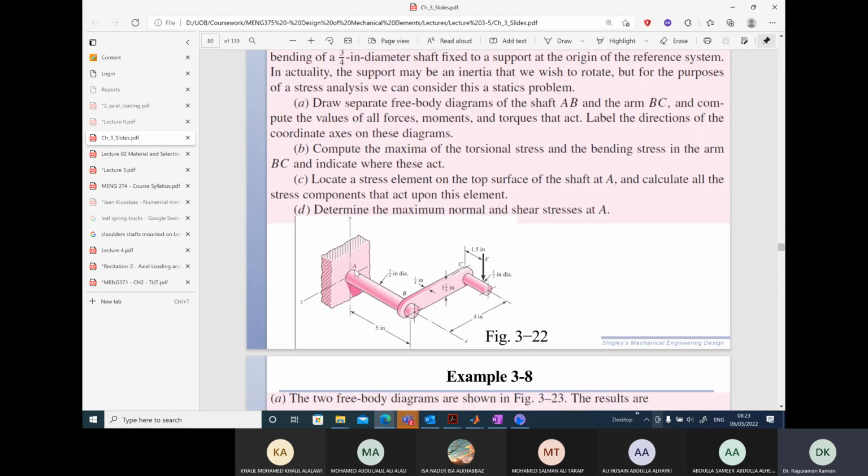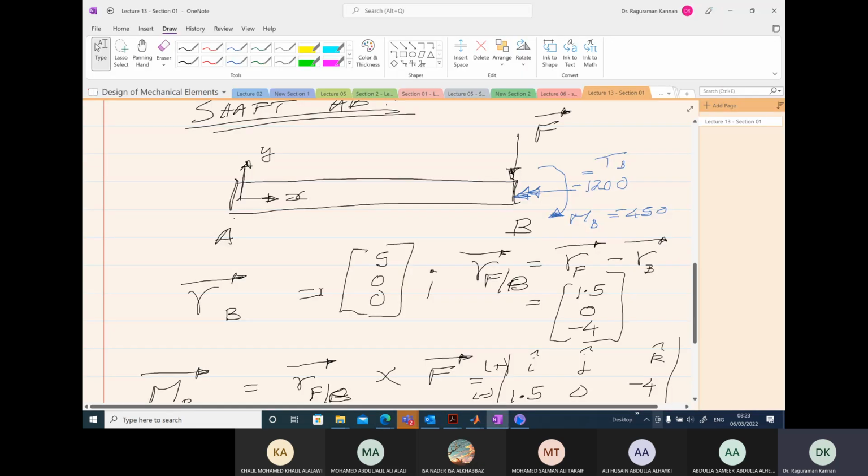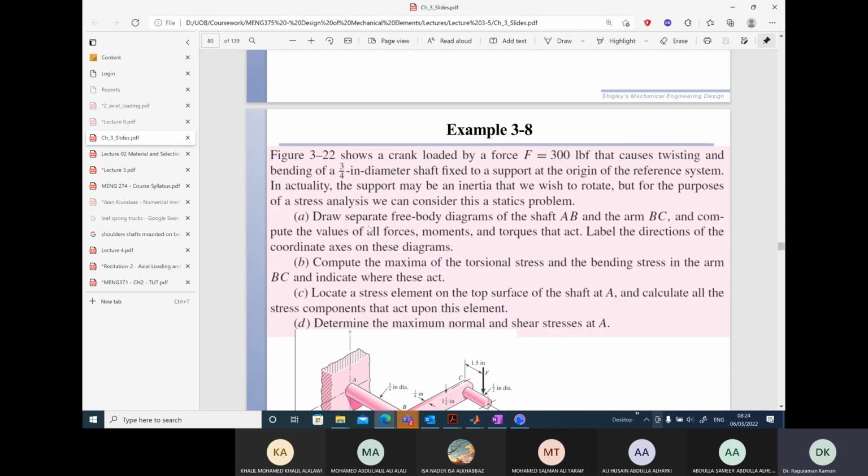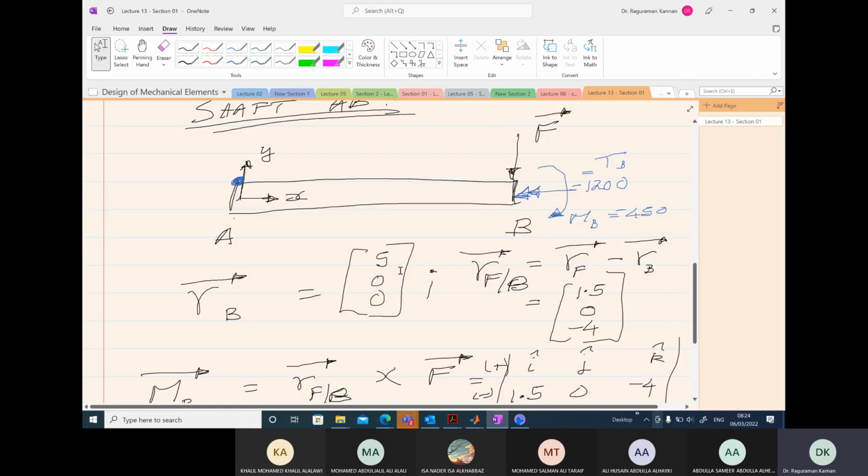Now the point A here is in the top. So essentially our point is in this location. Okay, so what are the stresses? First we draw a separate free body diagram. We have done that almost.